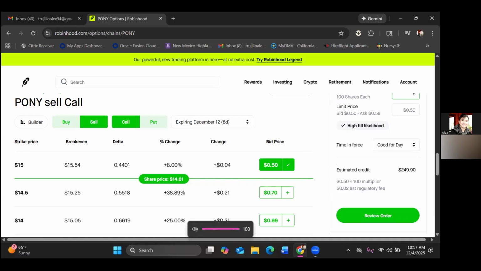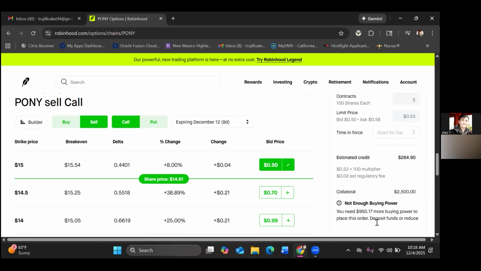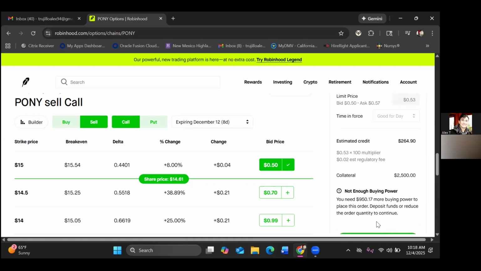We can go with 0.53. Okay. Let's limit the price to 0.53. Get a little bit more. Yeah, and let's process that. You think it'll fill? Okay. We'll see how it goes. Yeah, more likely to get filled. Oh no, not enough firepower. Interesting.